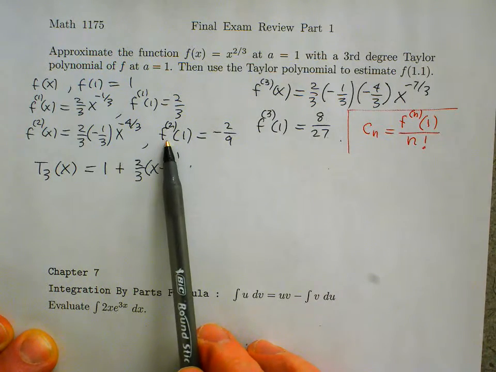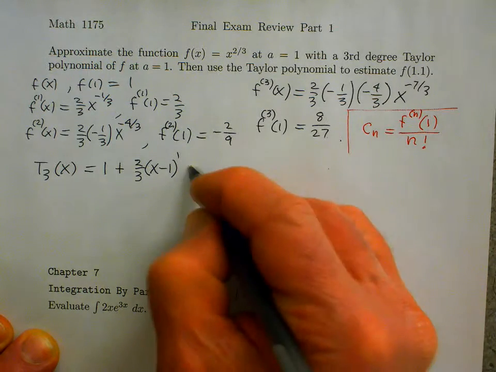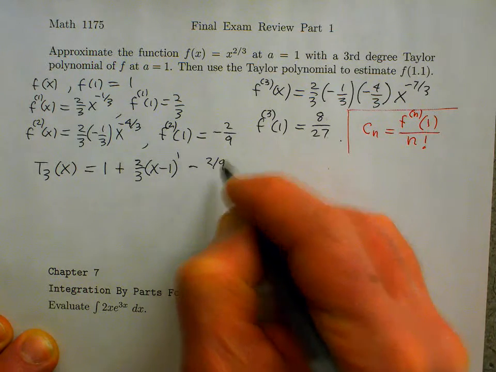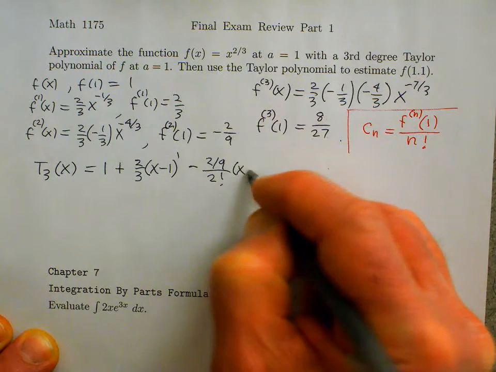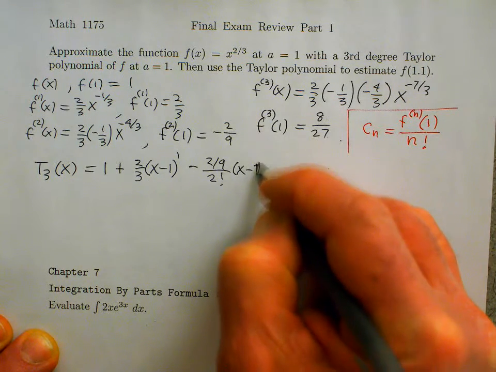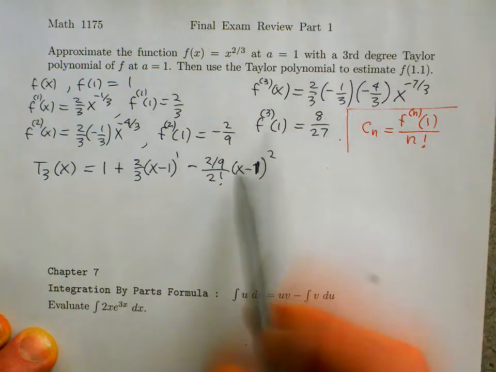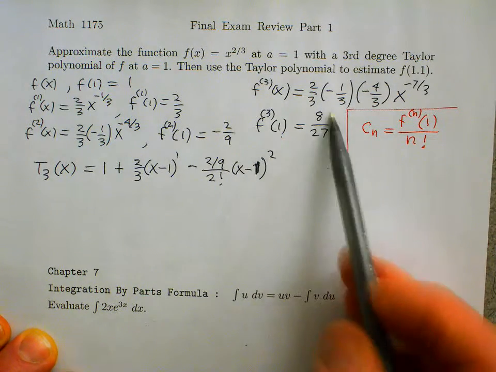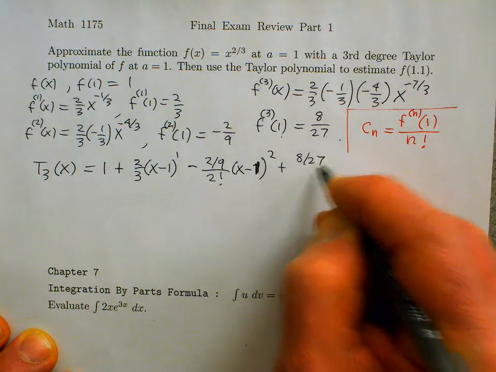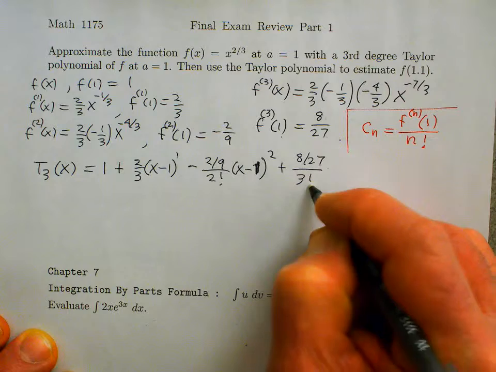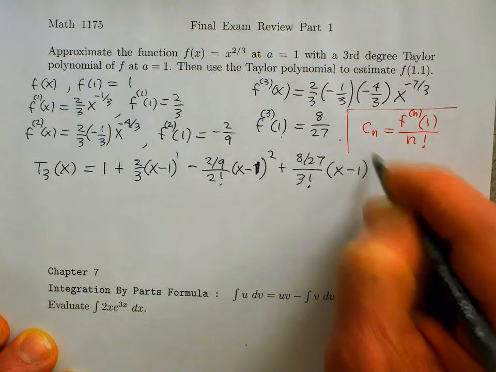Then the second derivative evaluated at 1 is negative 2/9. So we'll write minus 2/9 divided by 2 factorial times x minus 1 squared. And then the third derivative evaluated at 1 is 8/27. So plus 8/27 divided by 3 factorial times x minus 1 to the third.